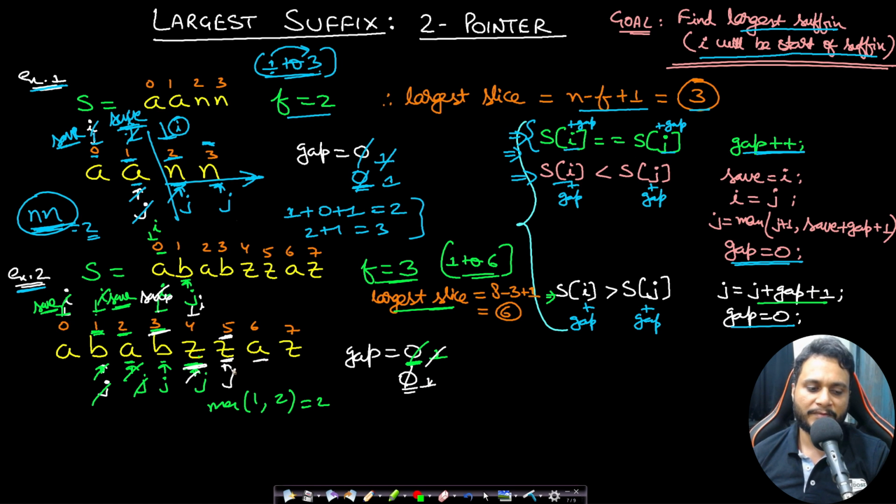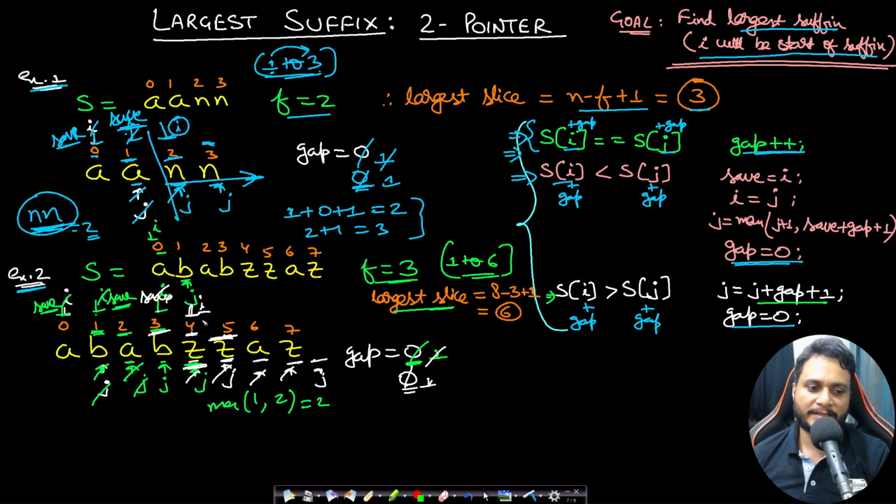So compare this 5 with 6, 5 with 6, so 5 is larger, so reset j to j plus gap plus 1, that means the next character. Okay, and now you compare this 4, that means this z with z, they are matching, so move this to 5 and move this forward, and then you are done. When the j is out of bound, you are done.